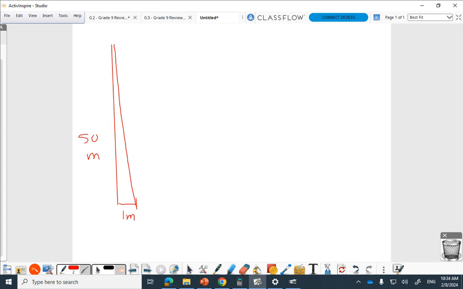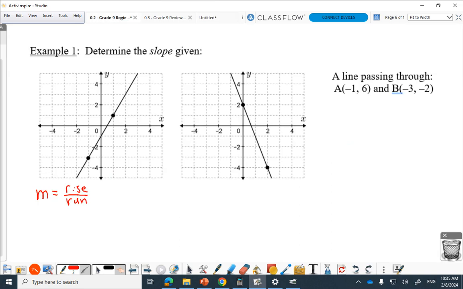But if it's 50 meters down in 4,000 meters, I'm not too worried. You see? That's why rise and run. To get the slope, to find out how much this is changing, I need two things. I need how much is it changing and how long does it take to do that? That's rate of change. Sneaking in a word from a later grade.